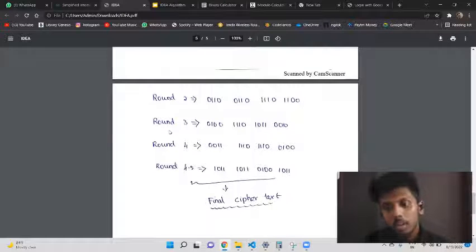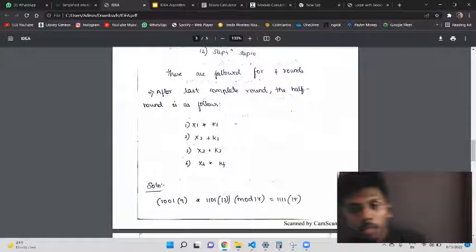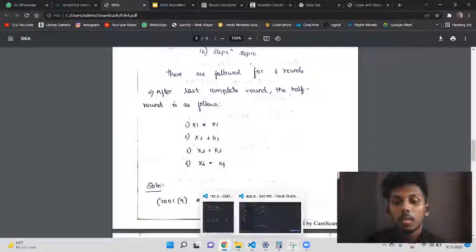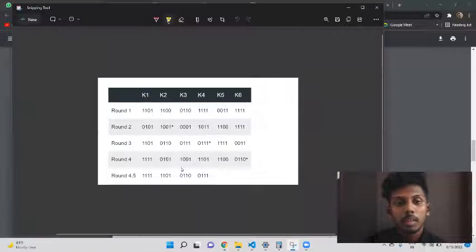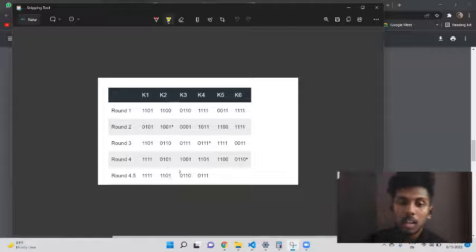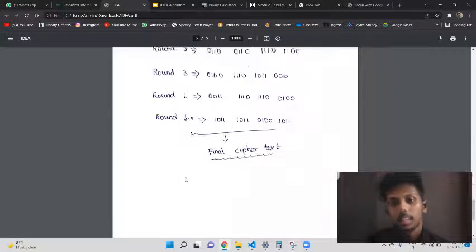After completing these 4 complete rounds, we'll be stepping to 4.5, like that is a half round. So in this, we will be doing only this part, x1 into k1, x2 into x2 plus k2. So here in round 4.5, we will be having k values up to 4, whereas in other rounds we'll be having k values up to 6. And we need not interchange the 12th and 13th values. So we'll be writing as it is.